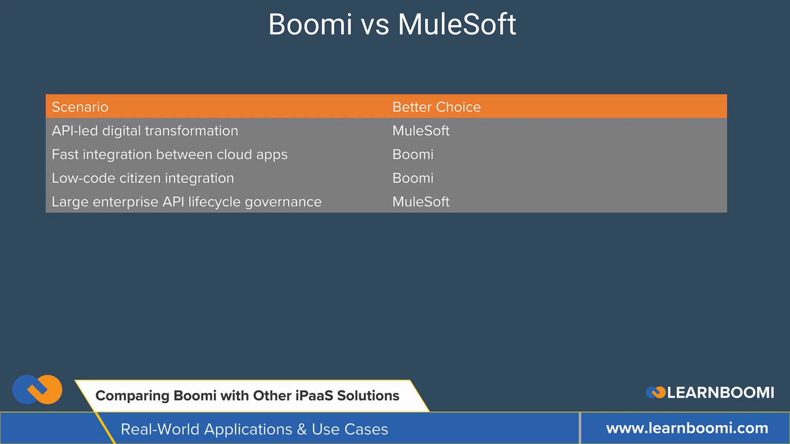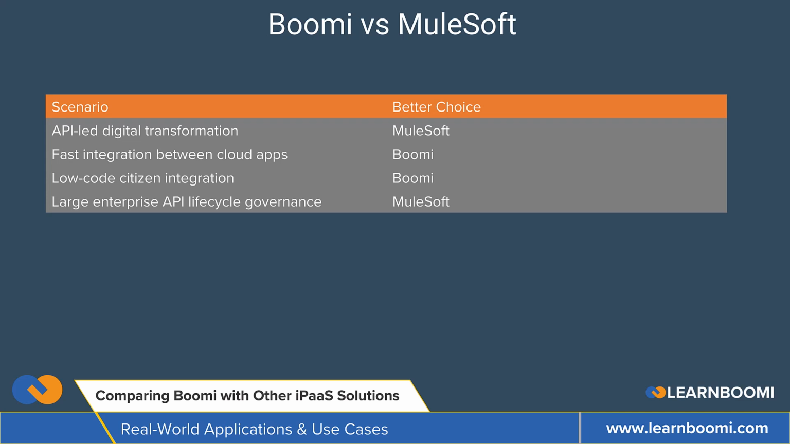Boomi is generally more cost-effective. Boomi is better suited for fast-moving agile integration needs. MuleSoft may be preferred when API-first enterprise architecture is the core strategy. What are the ideal use case scenarios? For API-led digital transformation scenarios, MuleSoft is the better choice.